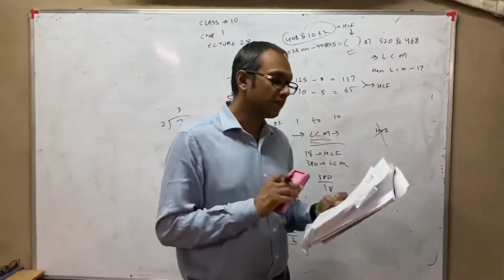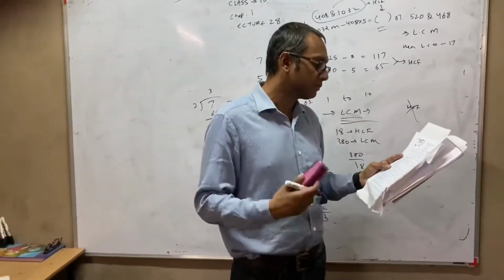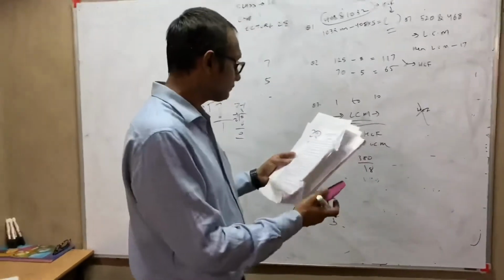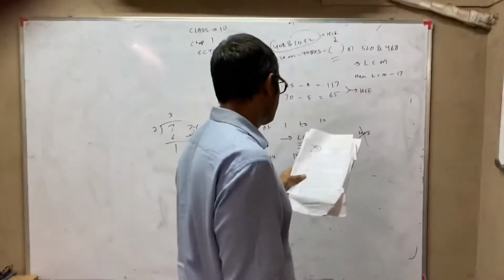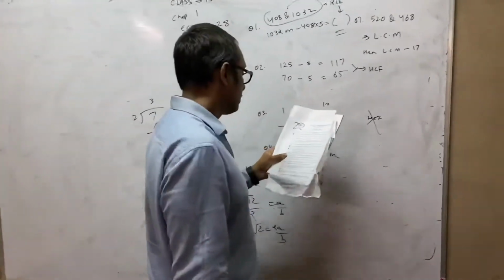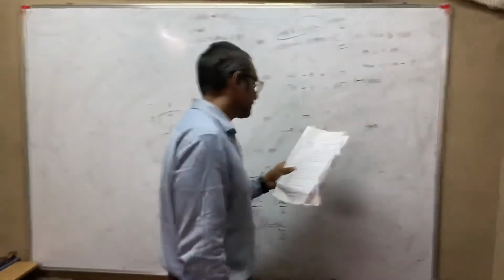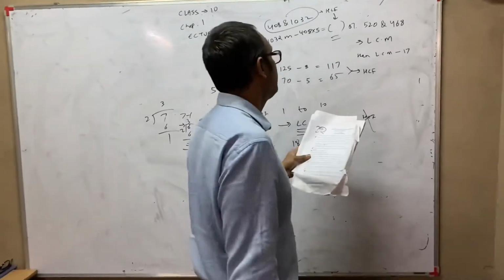Exercise 1.2, you know that formula, HCF into LCM is equal to product of the two numbers, so you have to do that. Now question number 7: find the smallest number which when increased by 17 is exactly divisible by both 520 and 468.